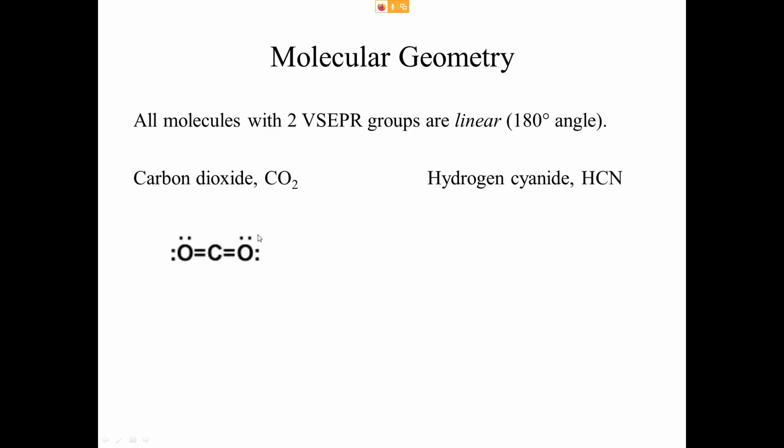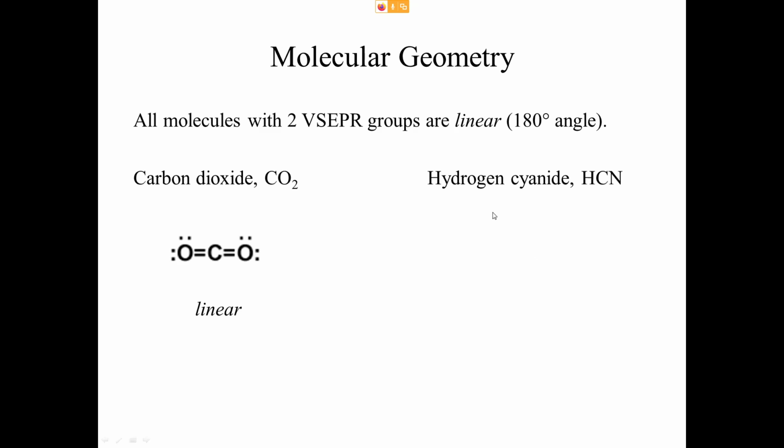These lone pairs on the oxygens are not on the carbon. They're on this oxygen, so they're not a separate group as far as this carbon is concerned. So this thing has 2 VSEPR groups from the carbon, and therefore it has linear geometry, both molecular geometry and electronic geometry. And those 2 will always be the same. If there's only 2 groups, there's only one way to do it, and it's linear.